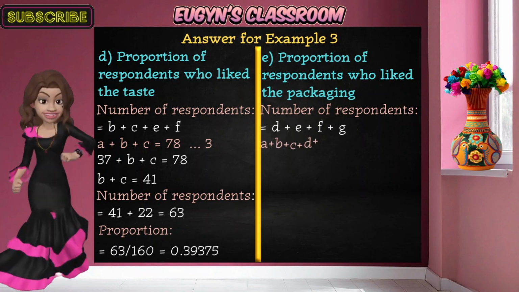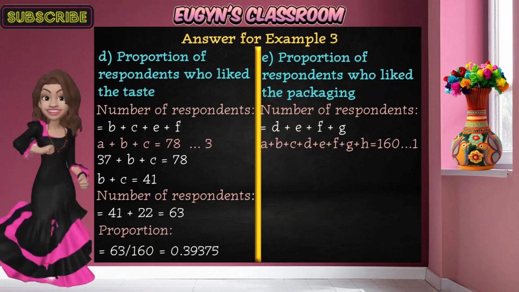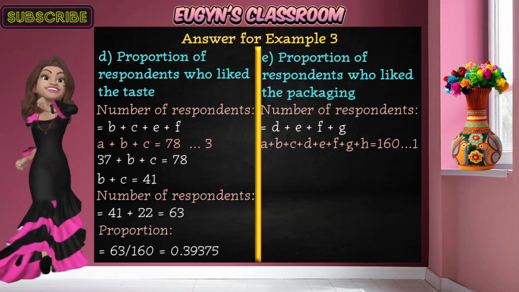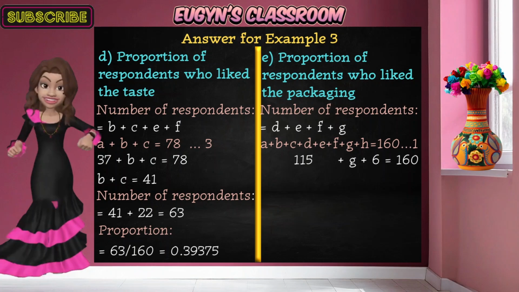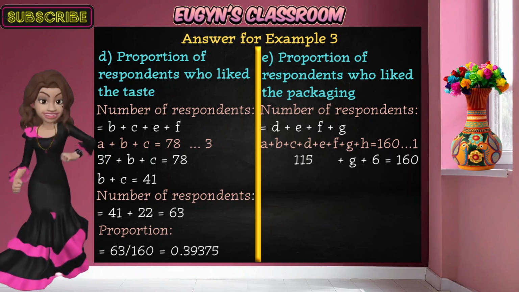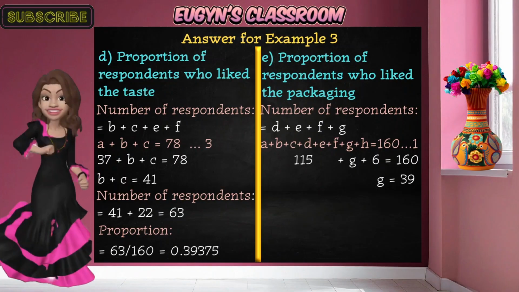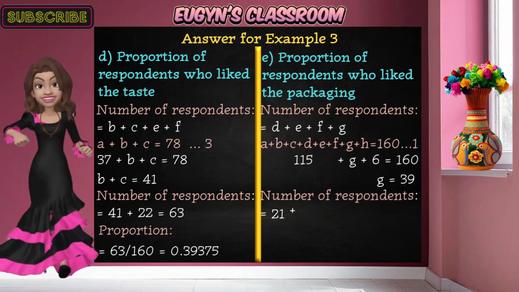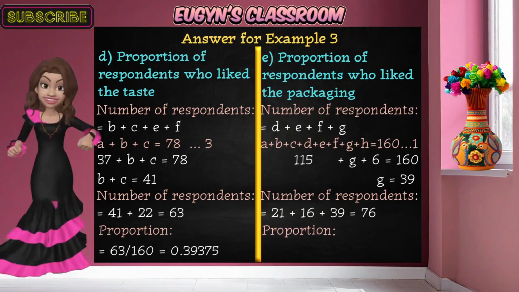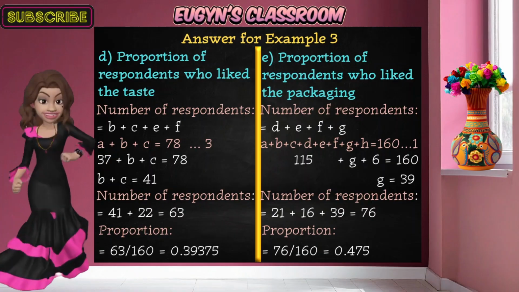We can use the first equation to calculate the value of G. In the first equation, we can substitute A plus B plus C plus D plus E plus F as 115 from equation 5. Then the value for H is 6 from equation 8. With that, the value for G will be 39. Then the number of respondents will be 21 plus 16 plus 39, which is 76. Then the proportion of respondents is 76 divided by 160, which is 0.475.